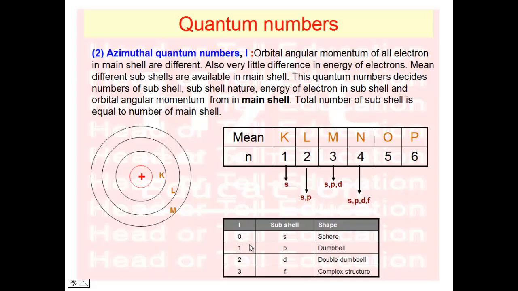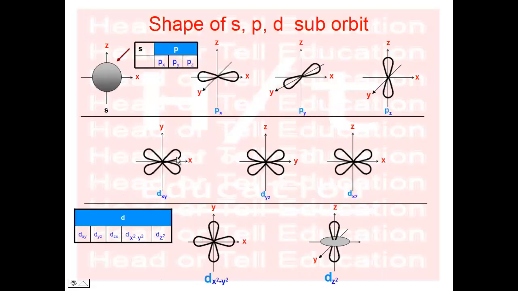Now L equals 4 is the next subshell after S, P, D, F, and the structure is very complex. This is the shape of the SPDF orbitals.